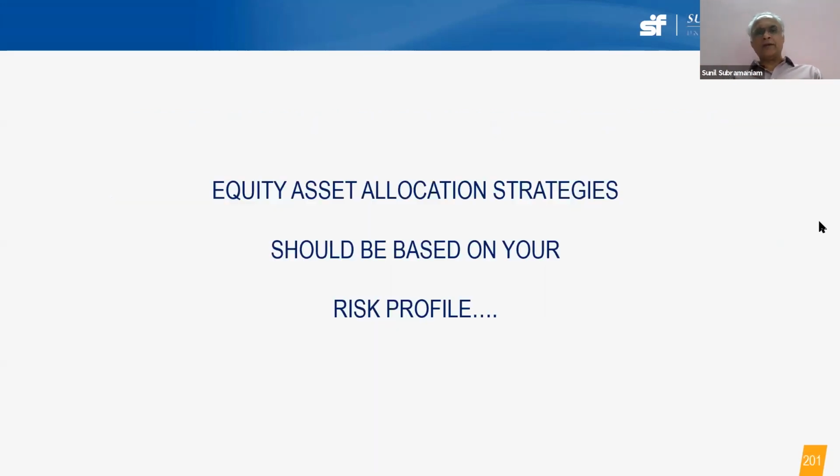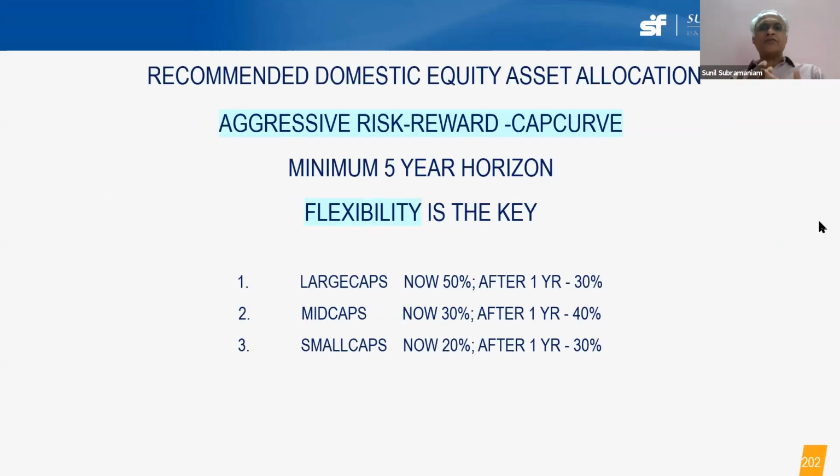In the context of that, for the equity asset allocation strategies, the first thing for you to remember is that you should take your risk profile into account. So if you call yourself an aggressive investor, with the willingness to accept losses for significant periods of time in the search for long-term wealth creation, even then, at this point, you should have a 5-year horizon and you should have flexibility in your approach. That means that today, as an aggressive investor, you still should put 50% in large caps and the balance in mid and small. Maybe a year later, as you see the V-shaped recovery in the economy panning out, you can then shift down the large cap allocation and increase your mid and small cap.